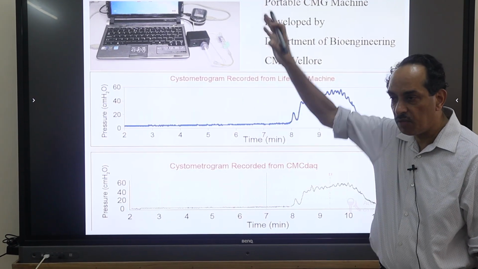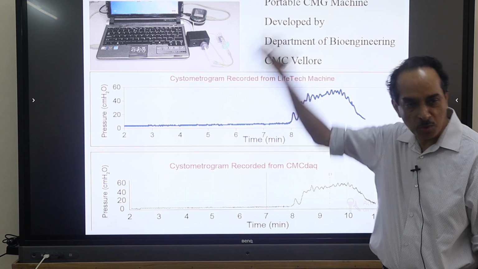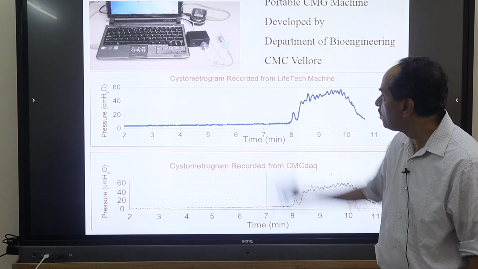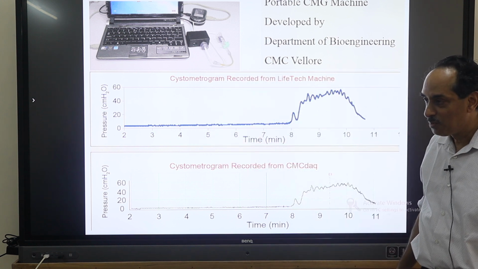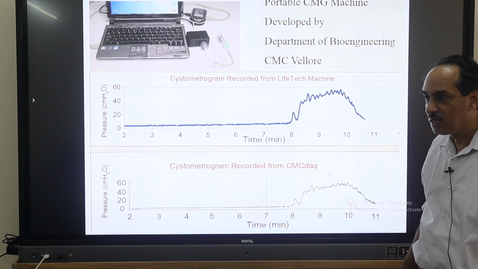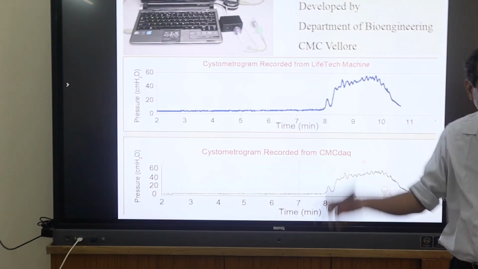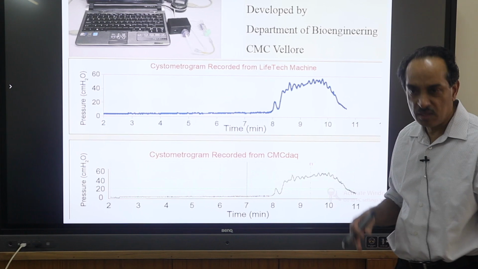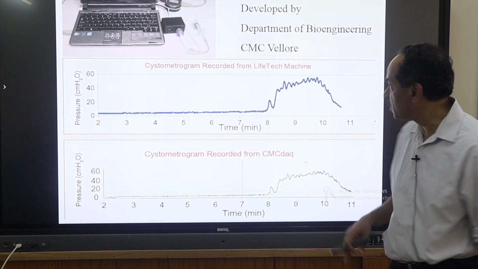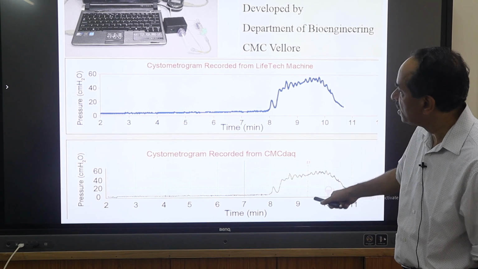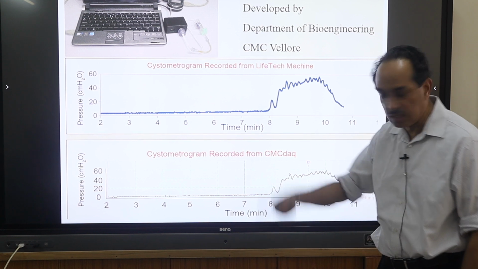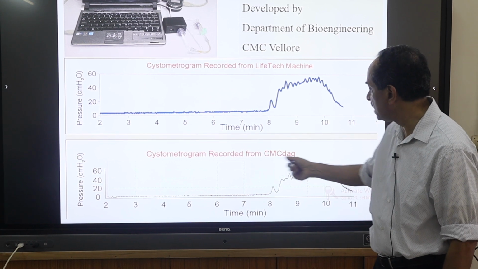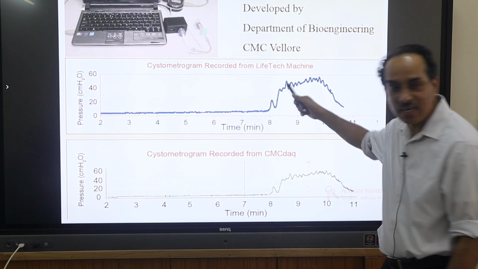The large machine that you saw, which is occupying the whole lab, he has now made into a very small device, and I think now it has become even smaller. You can carry it in the pocket. So it becomes wireless, portable. You can see the ambulatory urodynamics, just like the ambulatory Holter. We recorded the CMG from the commercial machine, and in parallel we put the same catheter to the machine from the CMG data acquisition system, and we found that the waves are exactly similar.